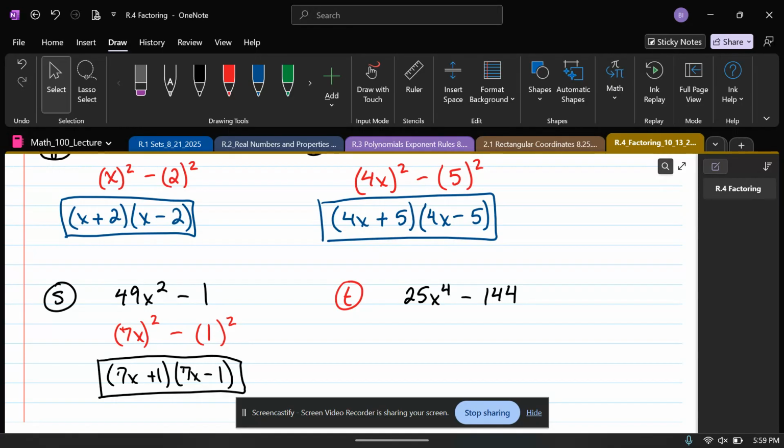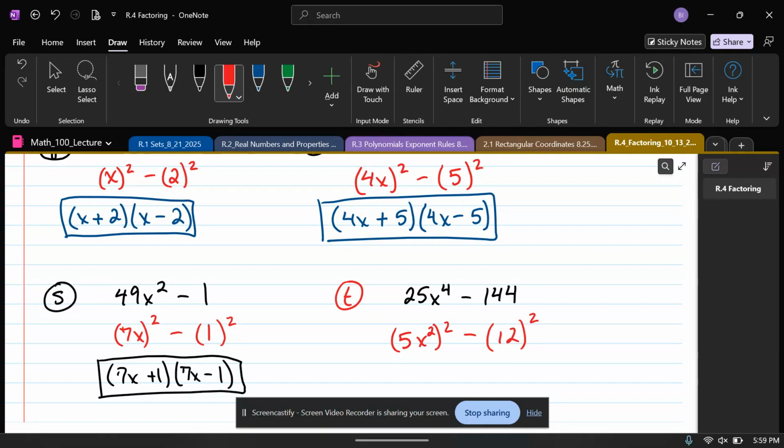So this is still a difference of squares. The reason I know it's squares is because of the numbers. I've got a 25, which I know is 5 squared, and I got 144, which I know is what? 12 squared. So that helps me recognize that this is a difference of squares. So when I go to rewrite that, I got to think a little bit on that x to the 4th. I know it's a 5, but what squared is going to give me x to the 4th? X squared. Yeah, x squared squared is x to the 4th. And then on the 144, I got the 12 in there.